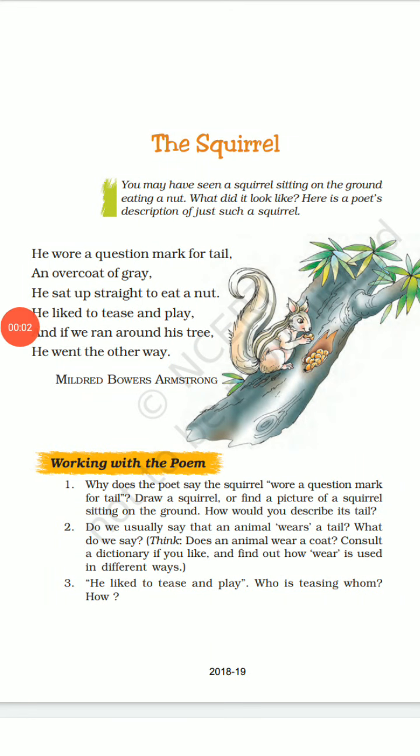Hello students, today we are going to learn the first poem, The Squirrel by Mildred Bowers Armstrong from the Honeycomb textbook in English for class 7. So the name of the poem is The Squirrel. You can see the picture of a squirrel.